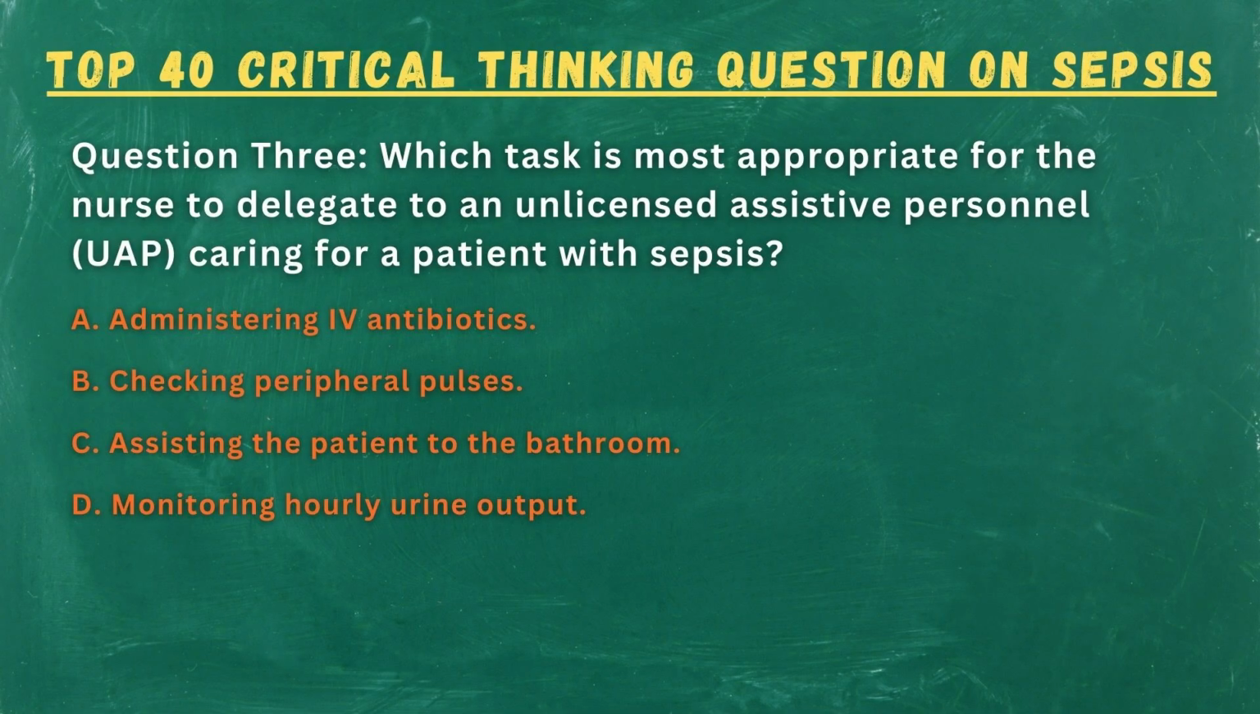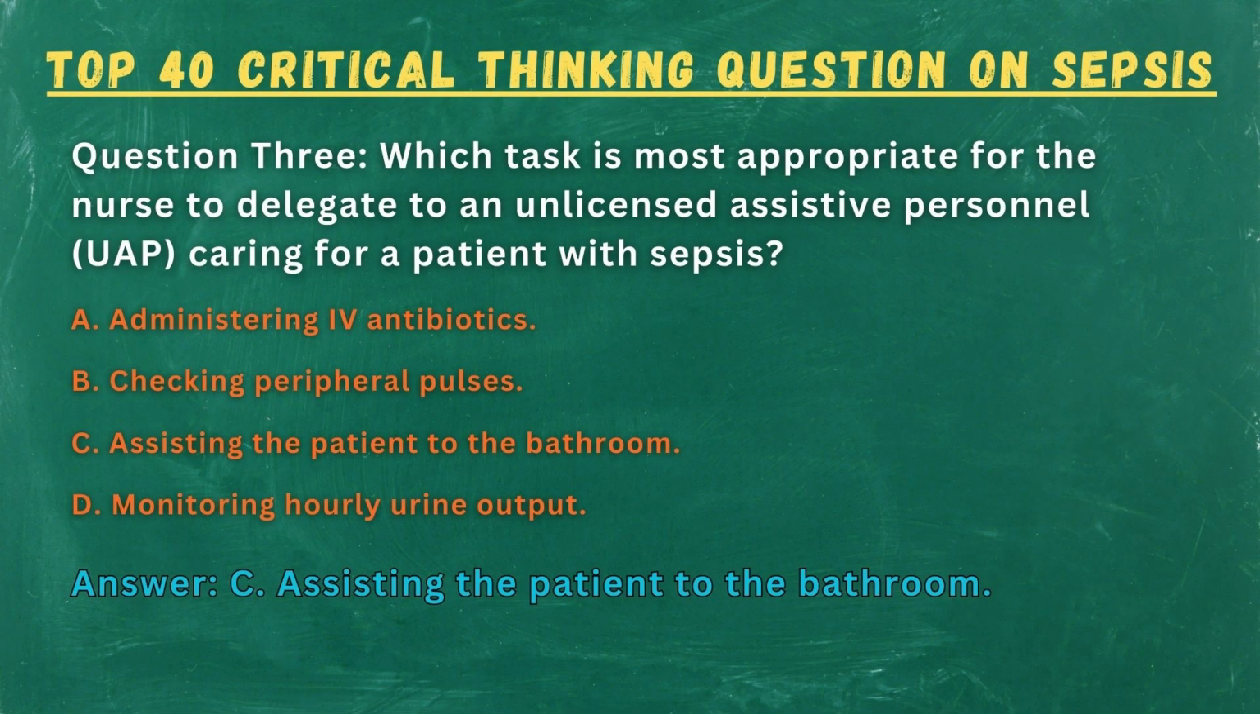Question 3. Which task is most appropriate for the nurse to delegate to an unlicensed assistive personnel, UAP, caring for a patient with sepsis? A. Administering IV antibiotics. B. Checking peripheral pulses. C. Assisting the patient to the bathroom. D. Monitoring hourly urine output. Answer. C. Assisting the patient to the bathroom.